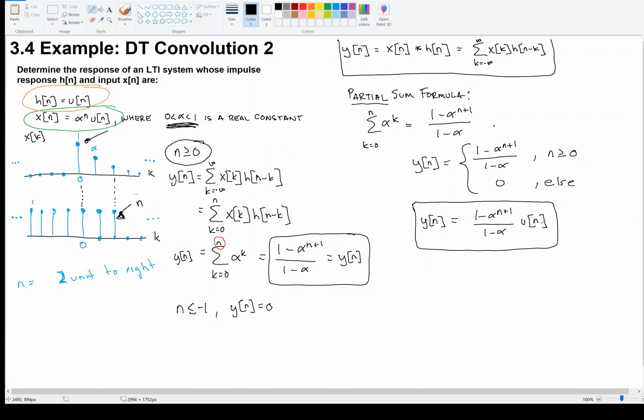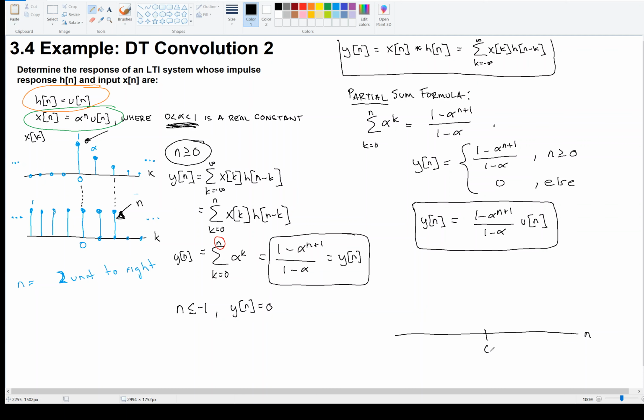And why is that true? Because remember, when n is less than 0, the unit step is 0. So this is 0 times whatever this is, which is 0. So this is the answer. Okay, so let's plot it. I'm running out of room again. Okay, I'll try to plot it down here.